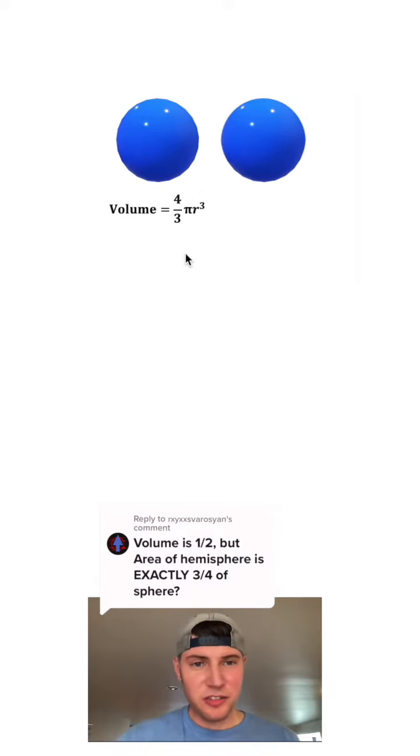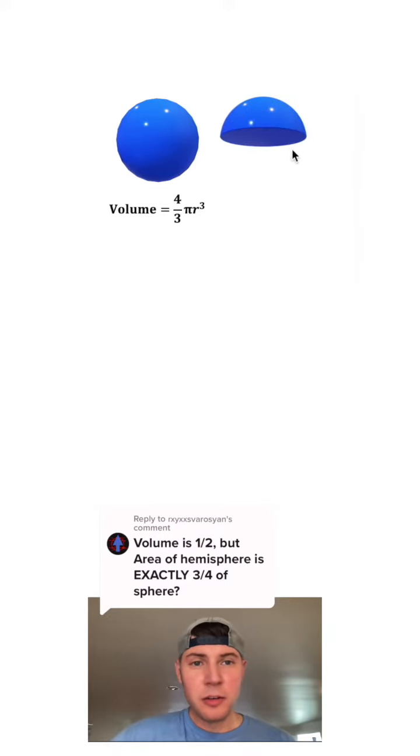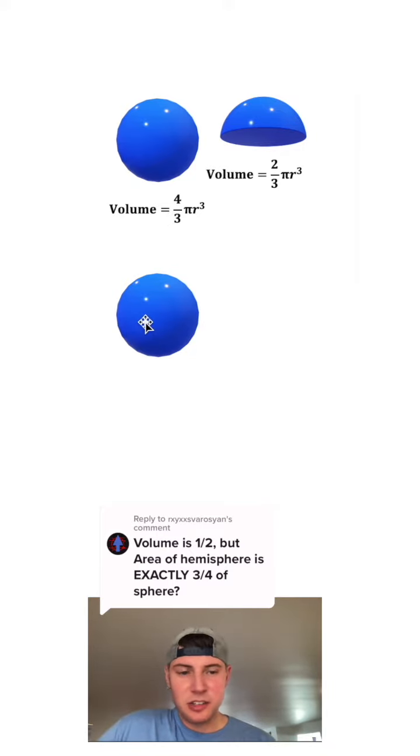So if I had another one of these spheres and I cut it in half like this, and I got rid of this lower piece, the volume of this thing would be exactly 1/2 of the volume of this thing. And then 1/2 of 4/3 is 2/3. So the volume of a hemisphere is 2/3 pi r cubed. It's always half.